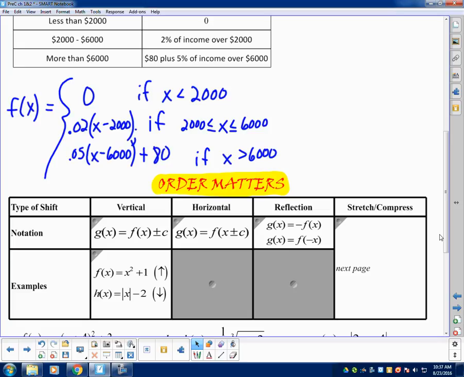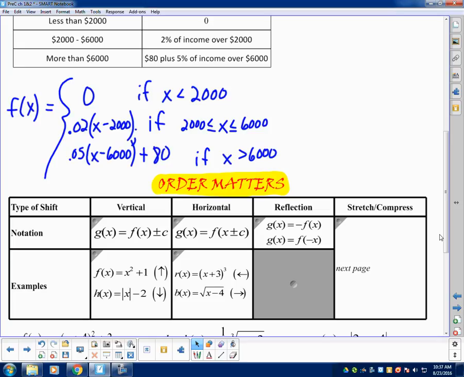Subtracting 2 from that would move it down 2 units. You can try that on your calculator. Just plug in those functions and look at them, see how it shifts it up and down. Horizontal shift. As I said before, this is actually the cubic function, R of x equals x cubed.